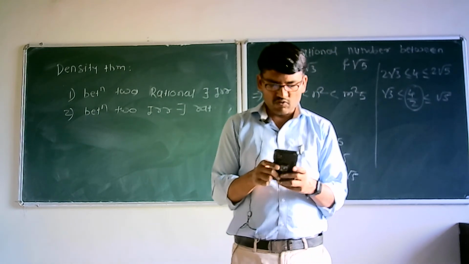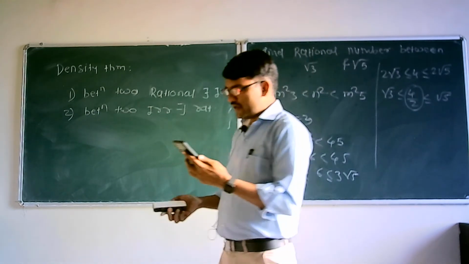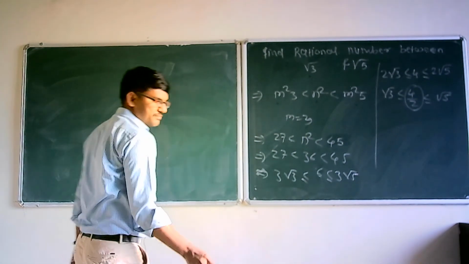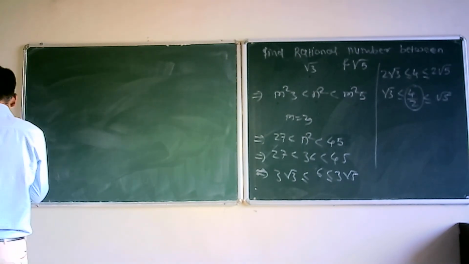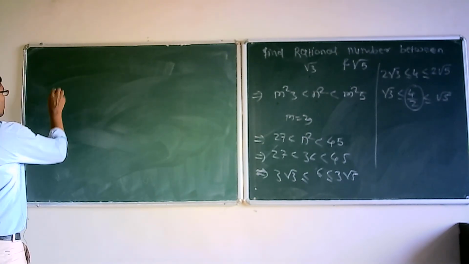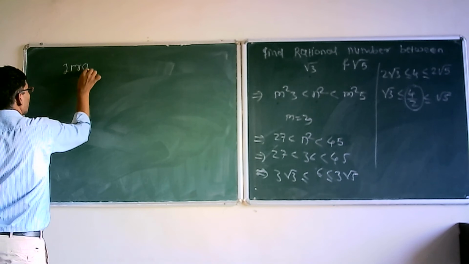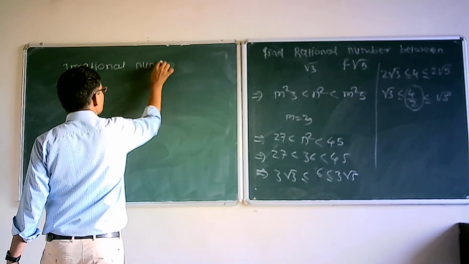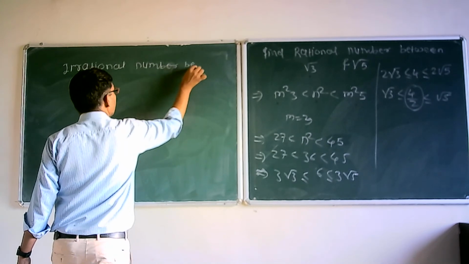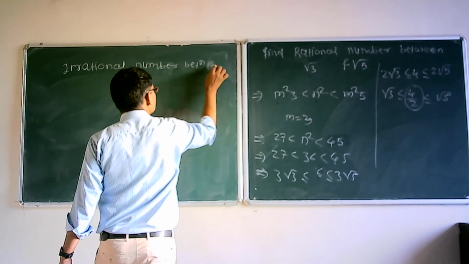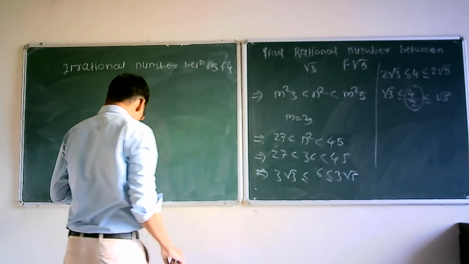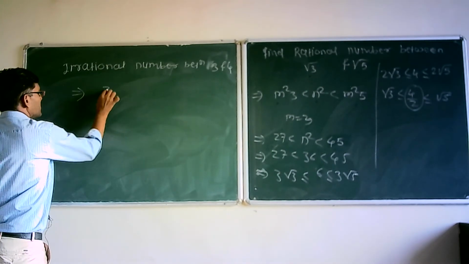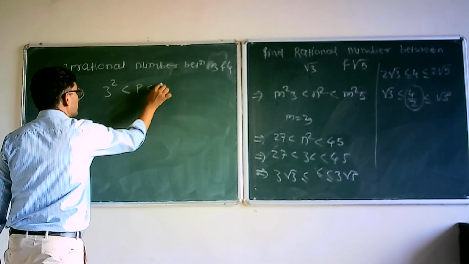Again there is a question like this: find an irrational number between any two rational numbers. For example, you want to determine an irrational number between 3 and 4. Find the irrational number between 3 and 4. So how to determine it? Just consider the statement 3 square less than n square less than 4 square.